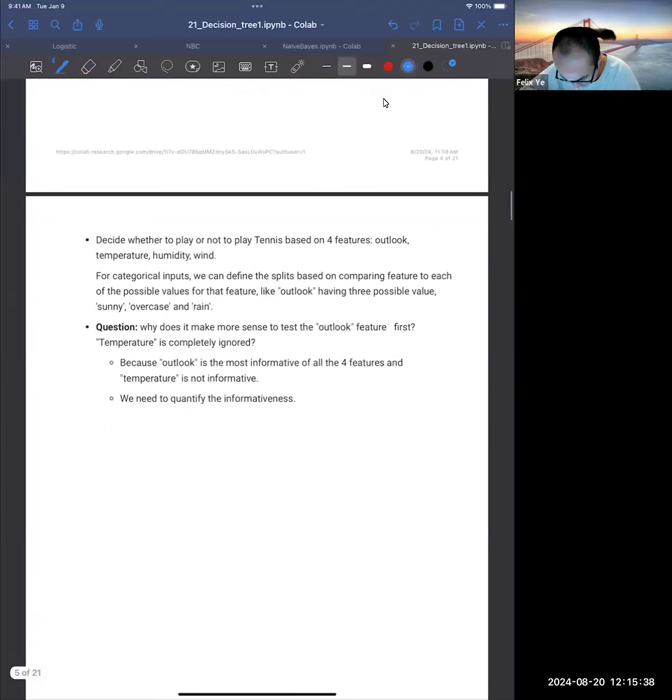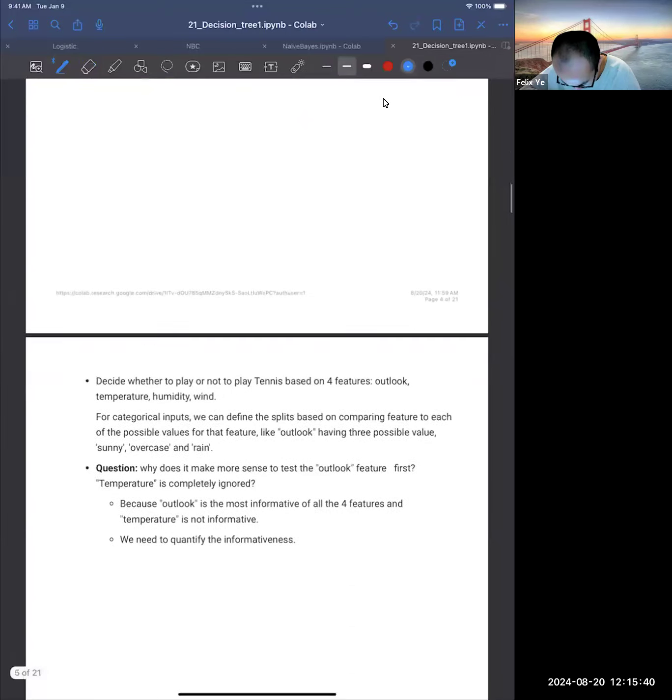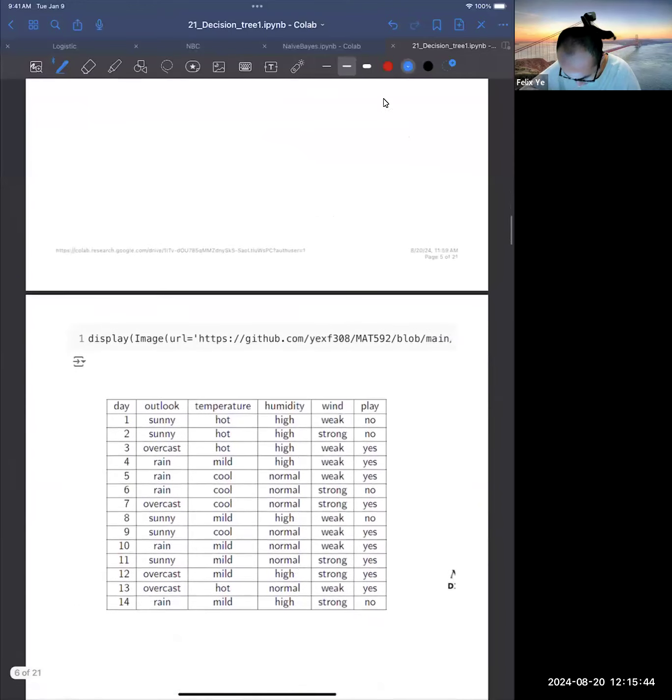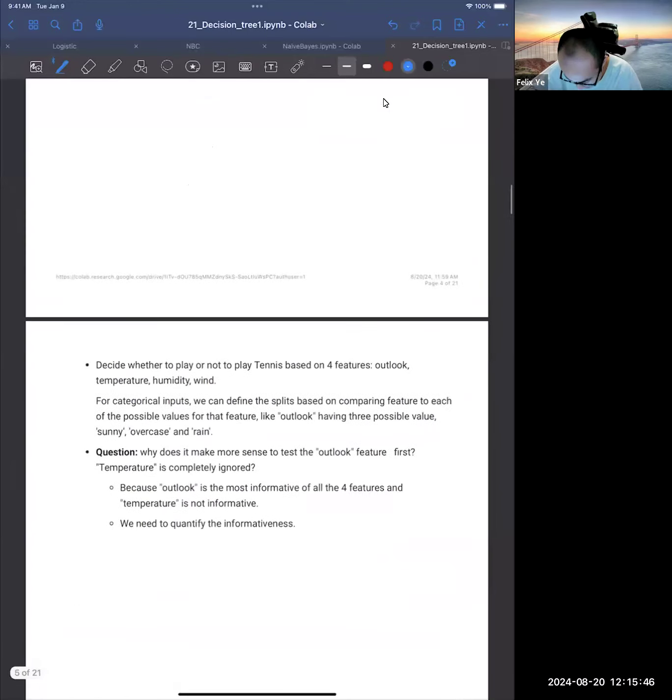Okay, so that's one toy example. Another toy example I'm going to show you is the following. This is the toy example where we want to decide whether we want to play tennis or not based on the 4 features. One is outlook, one is temperature, one is humidity, and one is wind. They are all categorical inputs.